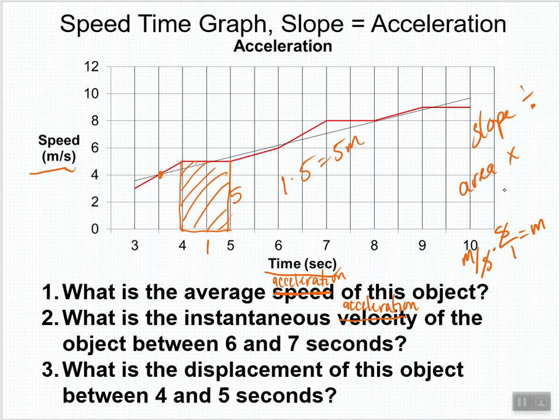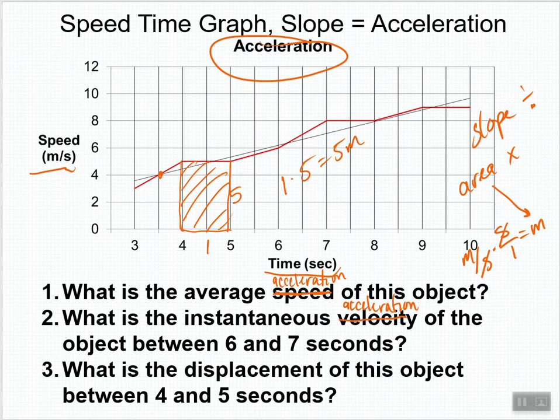So what I want you to understand is that when you find the area on an acceleration graph or a speed versus time graph, you're going to get an answer that gives you units of meters, which would be the displacement. So what that tells us then is that whatever object this was, between 4 and 5 seconds, it moved a distance of 5 meters. Its displacement was 5 meters from where it was.